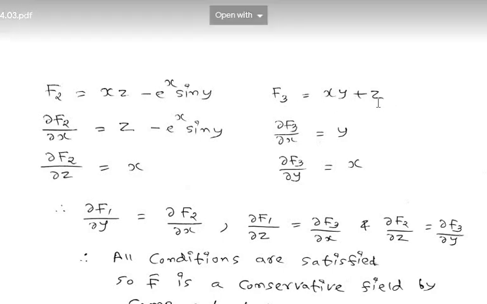Now for f3 equals xy plus z, we have to find del f3 by del x and del f3 by del y. Now del f3 by del x means the partial derivative of this function with respect to x, so y and z will be constant. So the derivative of xy with respect to x is 1 and y is constant, and the derivative of z is 0. So the overall result is y. And del f3 by del y, the partial derivative with respect to y, so x and z are constant. So x as it is, the derivative of y is 1 and the derivative of z is 0. So del f3 by del y is x.